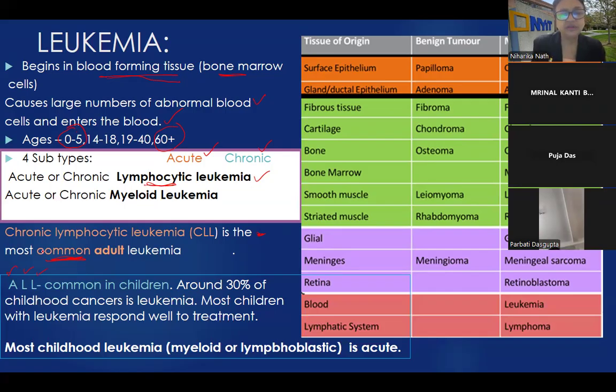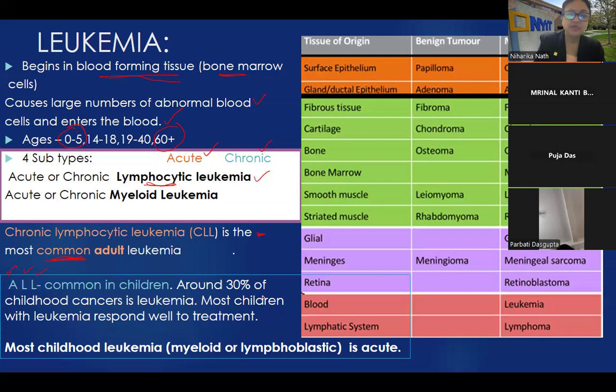It is a very common childhood cancer. About 30% of childhood cancers are leukemia. There are other cancers too, but this one is the more common one, 30%.